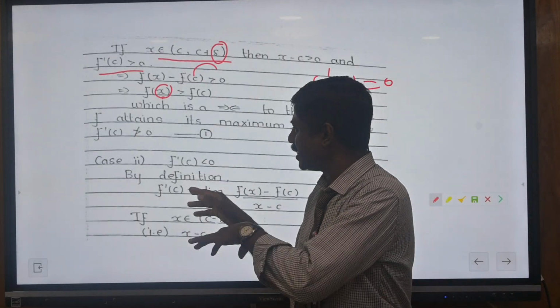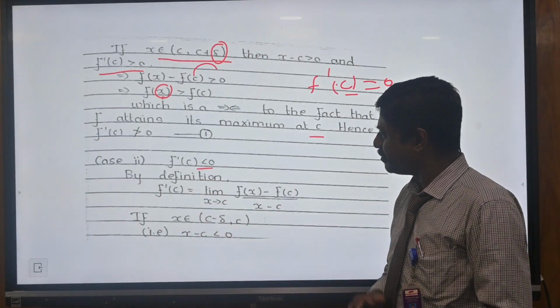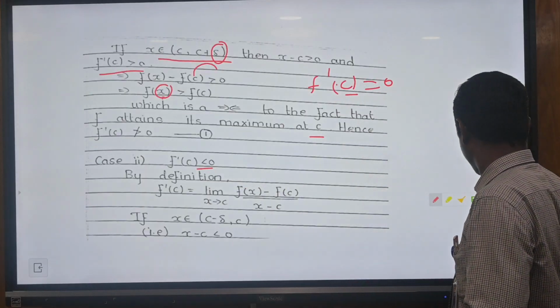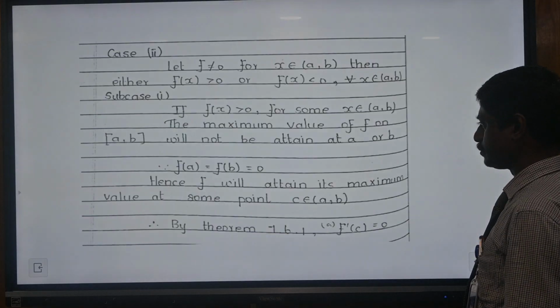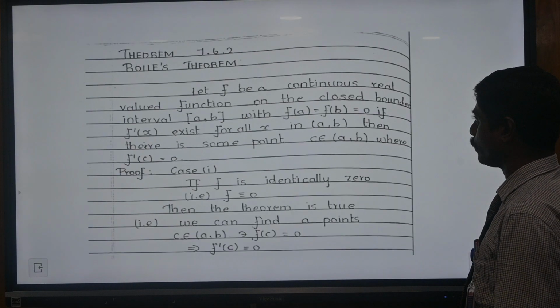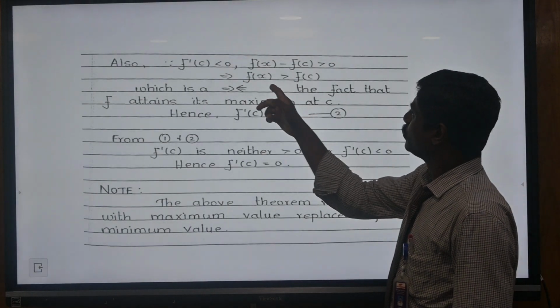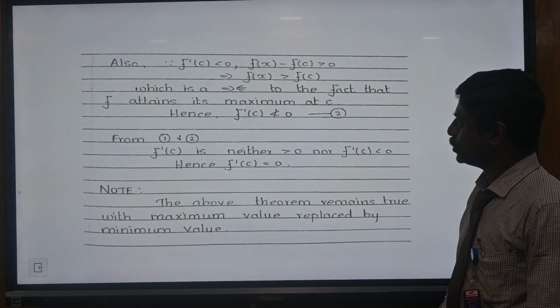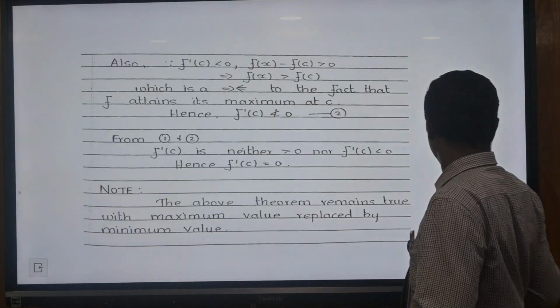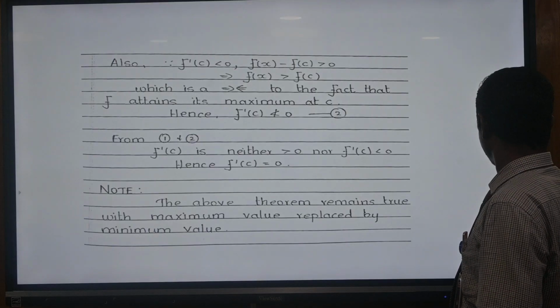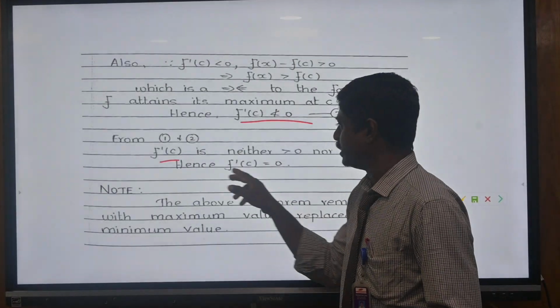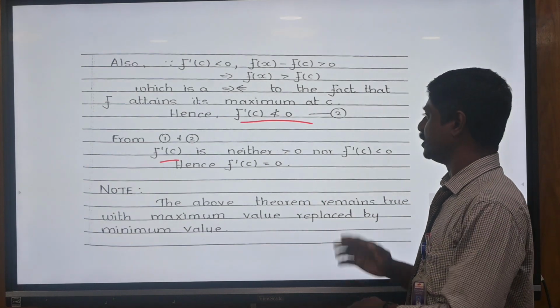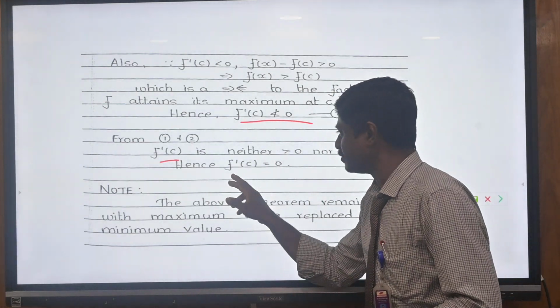Number 2, similarly we can assume f dash of c is less than 0. If you work this out with the same procedure, here also you get a contradiction. f dash of c less than 0 is also a contradiction. Now f dash of c is less than or equal to 0, here not equal. So f dash of c is neither greater than 0 nor less than 0. Therefore f dash of c equals 0.